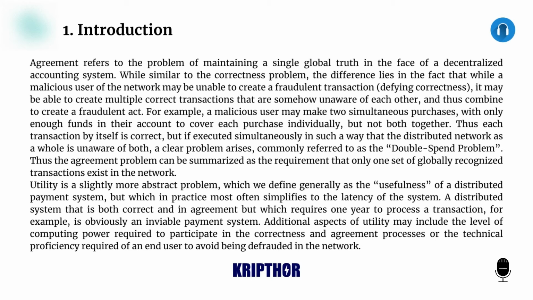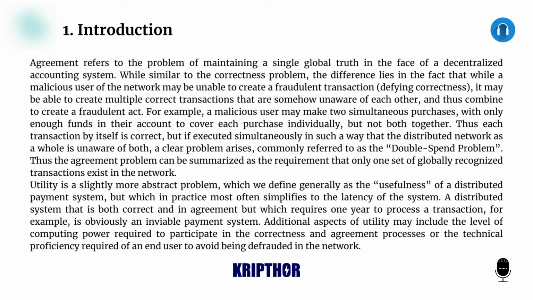Thus each transaction by itself is correct, but if executed simultaneously in such a way that the distributed network as a whole is unaware of both, a clear problem arises, commonly referred to as the double spend problem. Thus the agreement problem can be summarized as the requirement that only one set of globally recognized transactions exist in the network.